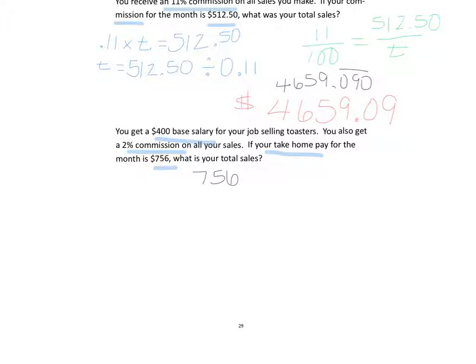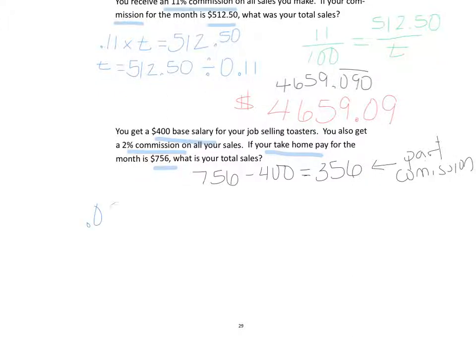So I had $756 that I took home that month on my paycheck, but $400 of it was going to be given to me no matter what I sold that month. If I sold nothing, I was getting just $400. That means $356 is what's based off of the commission. Okay, so $356 is my commission. That's not the total amount, that's my part, because that's the actual amount of money that you made from commission. Now we can go ahead and solve this, and we have two choices again.